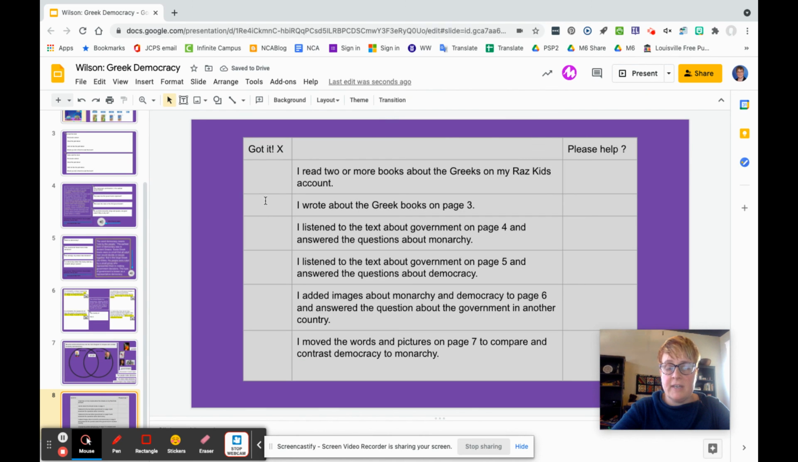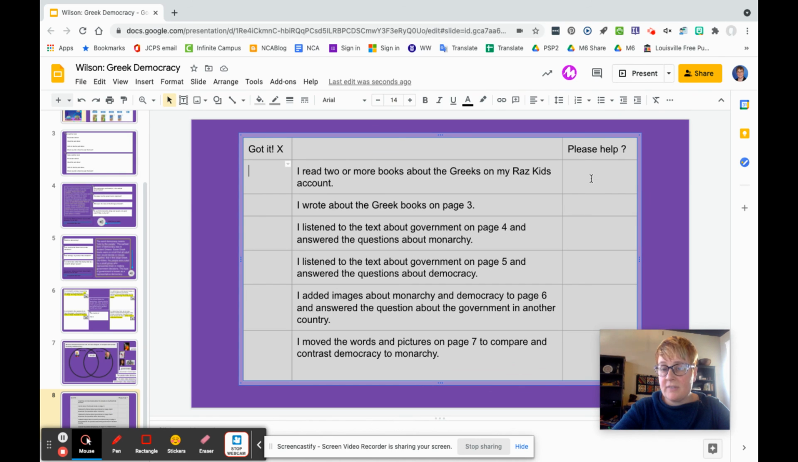Finally, on page 8, you're going to put a check, an X here if you did it, and a question mark if you need help. So hopefully that will help you go over this. Please do this work, or you can come to my office hours to get help when you're not in school.